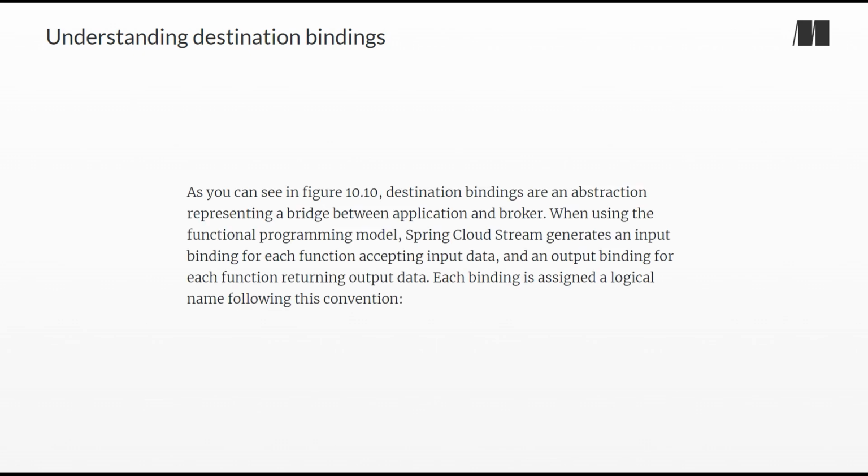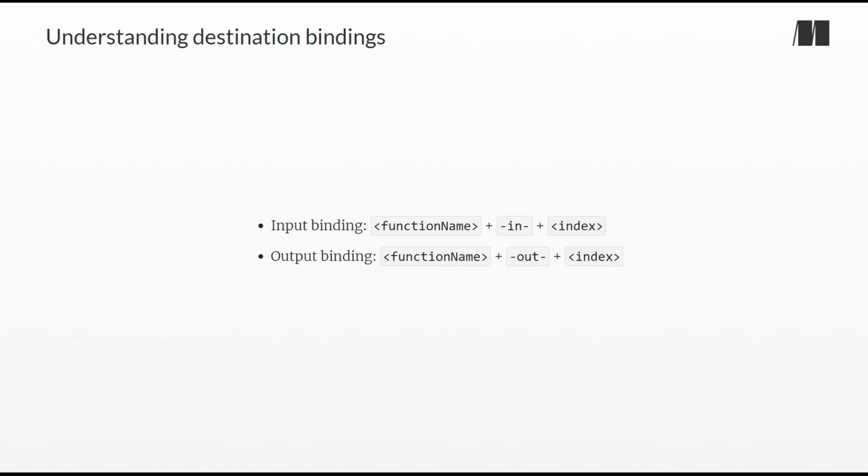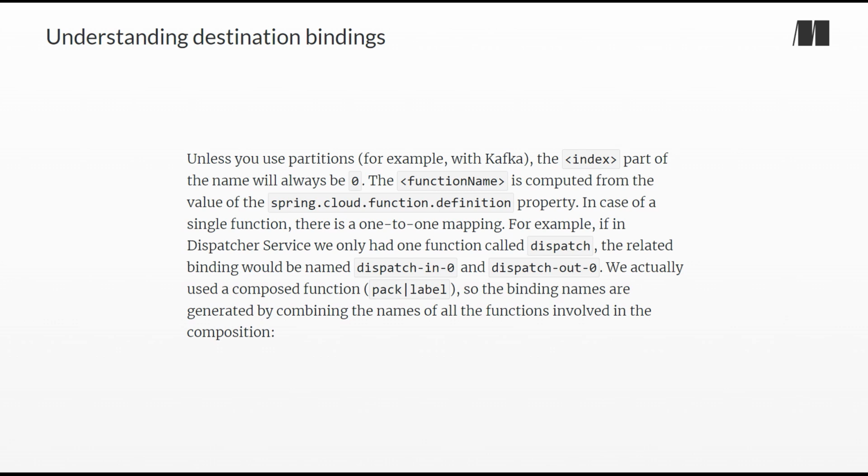Understanding destination bindings. As you can see in Figure 10.10, destination bindings are an abstraction representing a bridge between application and broker. When using the functional programming model, Spring Cloud Stream generates an input binding for each function accepting input data and an output binding for each function returning output data. Each binding is assigned a logical name following this convention. Input binding: function name plus in plus index. Output binding: function name plus out plus index. Unless you use partitions, for example with Kafka, the index part of the name will always be 0.